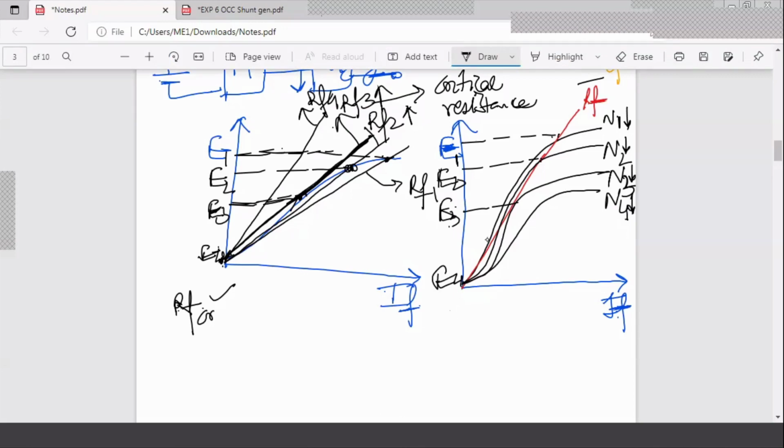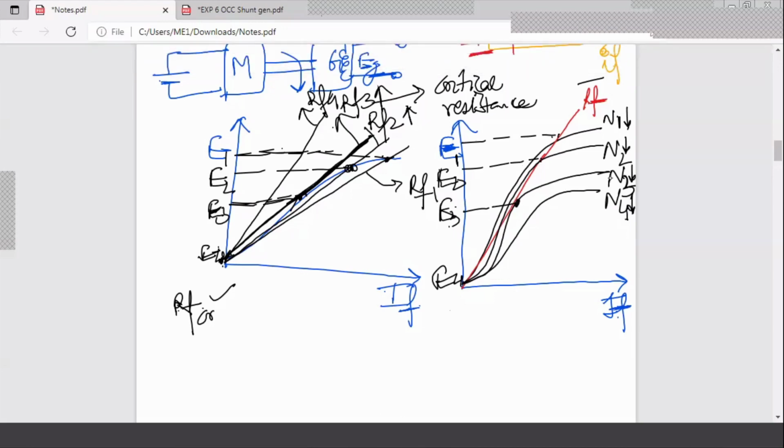So here also I can say that the machine speed should not fall below a specific value. You can see here, until it becomes tangent, that is the boundary condition. We call this particular speed the critical speed, NCR. What is NCR? The critical speed is the minimum speed of the DC shunt generator, below which there will be no generator action taking place and no induced EMF will be developed.